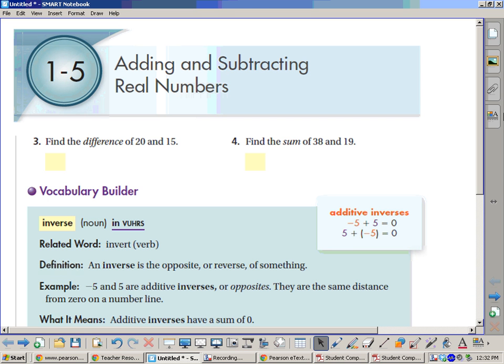Good afternoon, class. Yesterday we identified what real numbers were and some properties that dealt with real numbers. Today we're going to be reviewing adding, subtracting, multiplying, and dividing. So we're going to do 1.6 and 1.7.